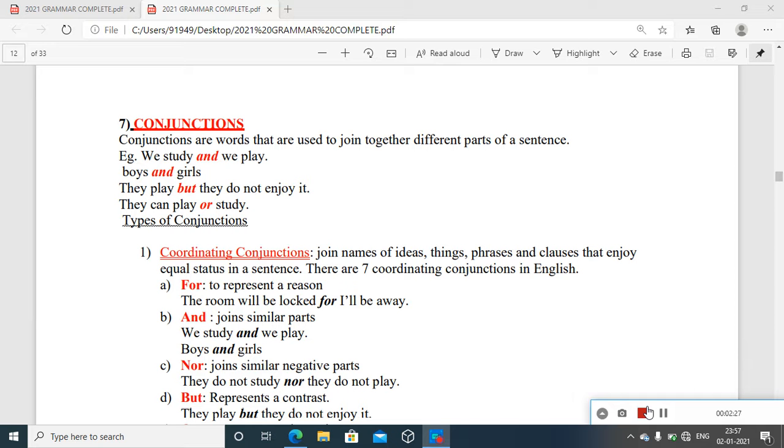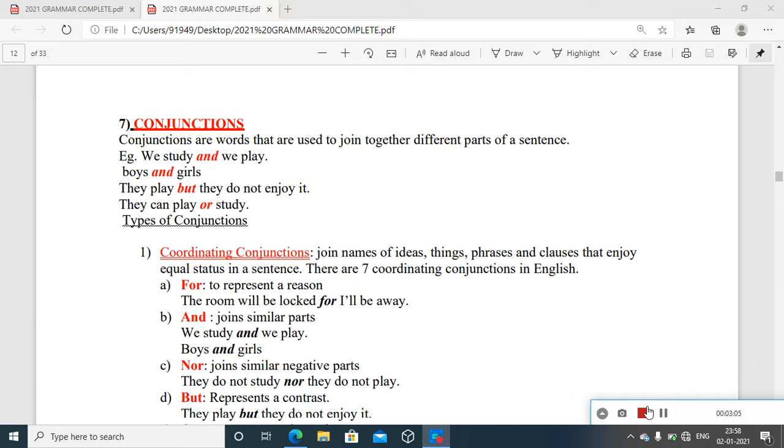We play, but they do not enjoy. They play, but they do not enjoy it. Another way of saying they play. It is about mentioning a contrast. We will come across the categorization once we go into more details. That is about the contrast. People who are playing, we expect them to enjoy that, but they do not enjoy. So, but is the suitable conjunction there.